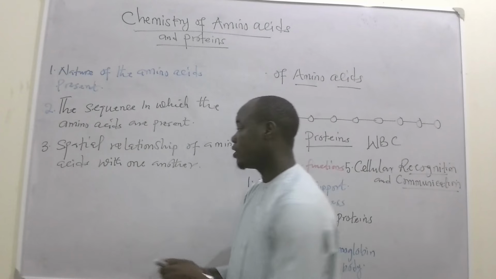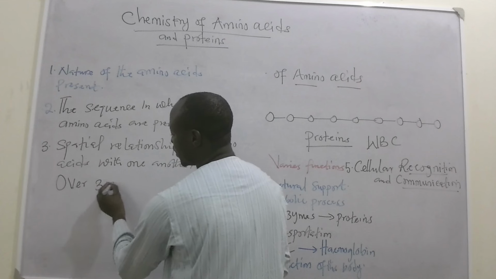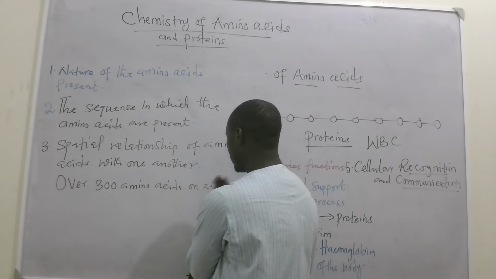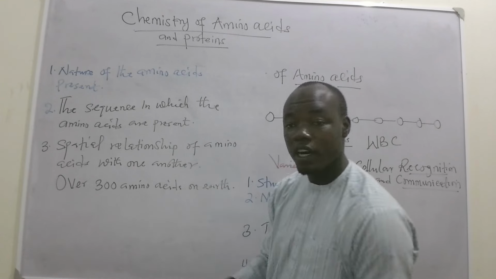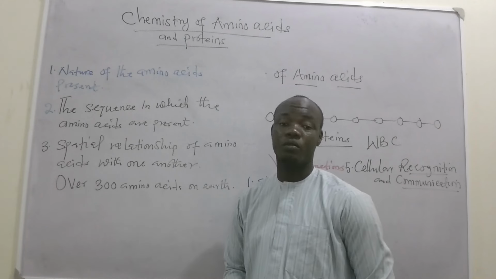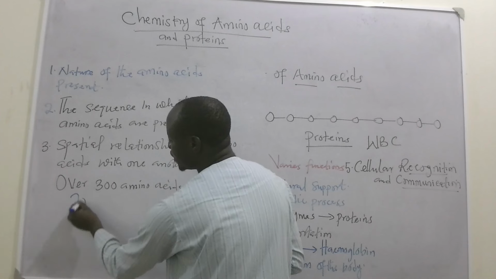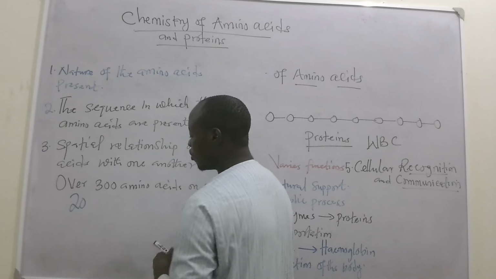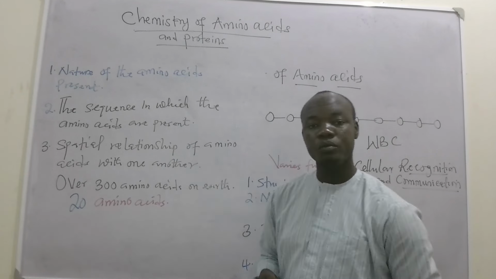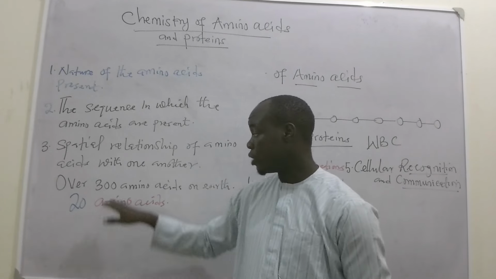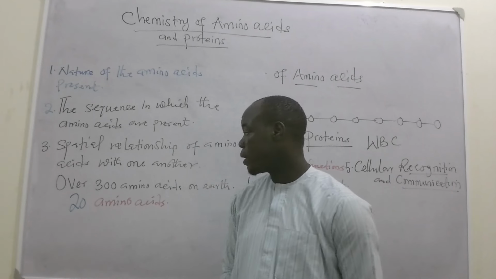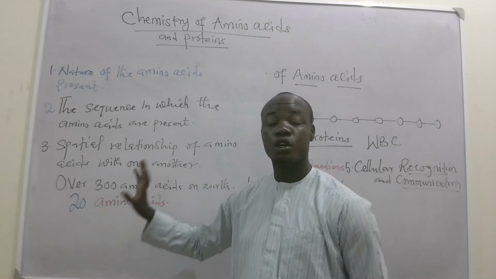Then we start by seeing that there are over 300 amino acids on Earth. But not all the amino acids are found in proteins. Only 20 amino acids are found in proteins. Some of the 300 are derived, some are synthesized artificially in the laboratory, but we have 20 amino acids that are found in proteins.